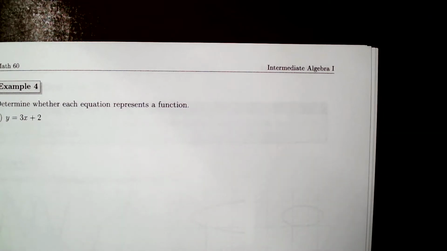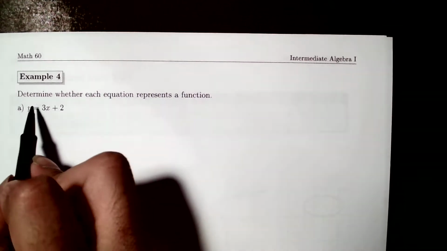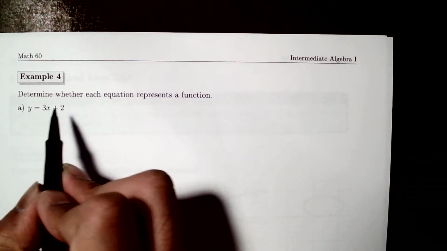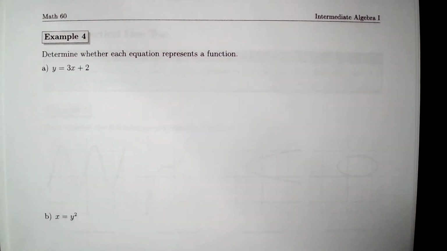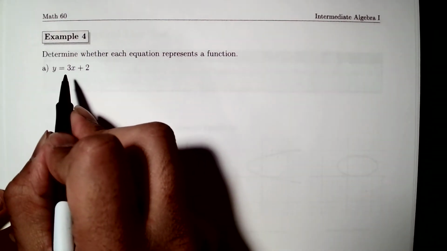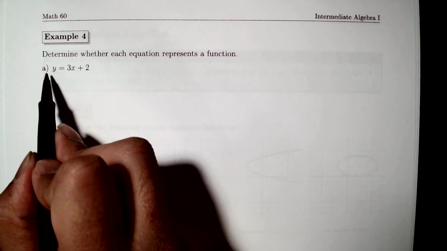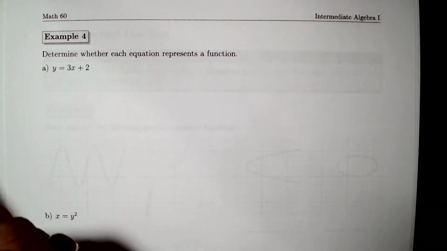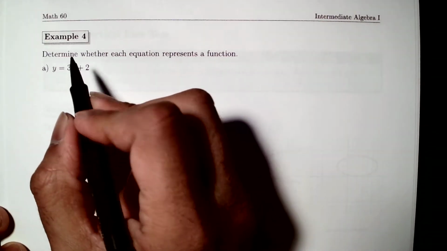Let's look at another example. Let's determine whether each equation represents a function. So, what is this? Well, you look at an equation, yes, the slope and the intercept. Well, we're not going to analyze anything related to slopes and intercepts. We're going to talk about this from the function perspective. So the question is, is this equation representing a function? Let's find out what this is telling us.